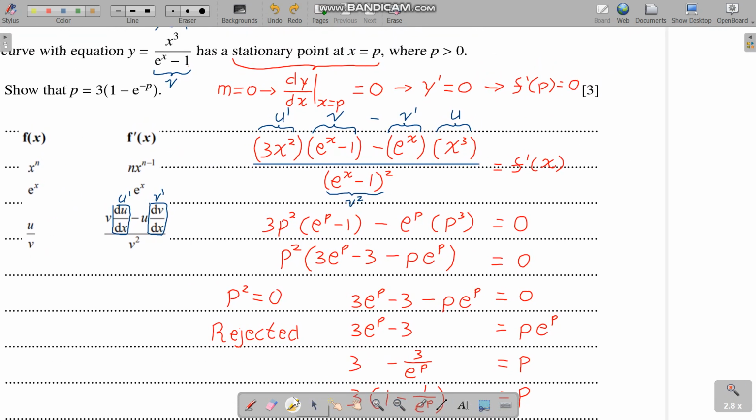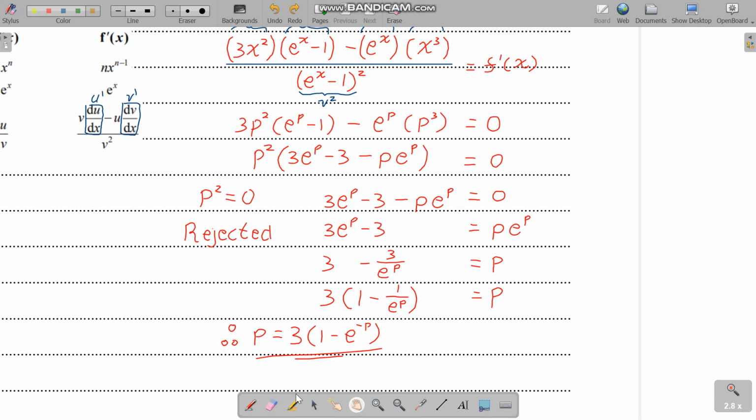When we plug in p, we get 0, because when x is p, it's a stationary point. So when x is p, this gradient, or dy/dx, is 0. So we replace x with p and equate to 0. And in case you're wondering, what about the denominator? Whenever we have a fraction equals 0, just focus on the numerator equals 0, or multiply both sides by the denominator so it disappears. A fraction equals 0 means numerator equals 0.